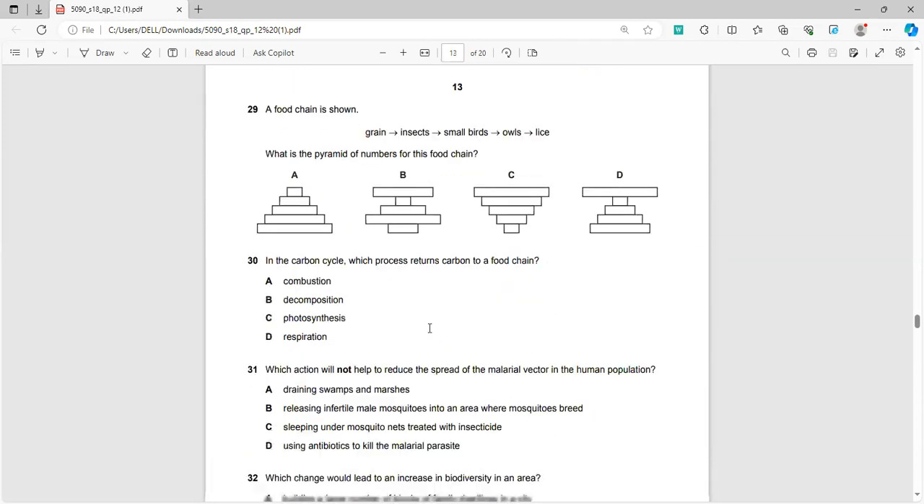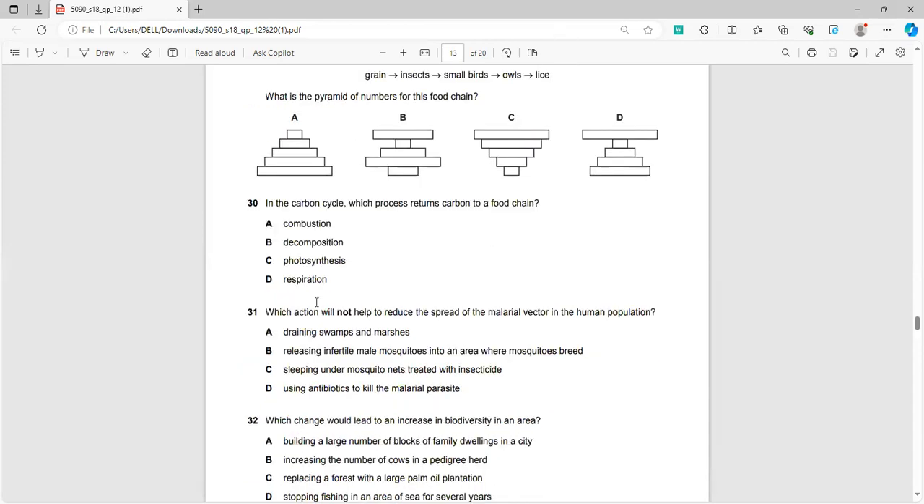Now in question number 29, we can come to food chains. What is the pyramid of numbers for this food chain? Grains. As we go to the bottom represents the most amount of, this is a pyramid of numbers. So the base represents that the organism is produced in the largest amount at the base. There is a large amount of grain which feeds a large amount of insects. However, there will be a small amount of birds and a small amount of owls which will feed on them. However, the lice lastly which will feed on them will be in large amounts. So the correct option should be D.